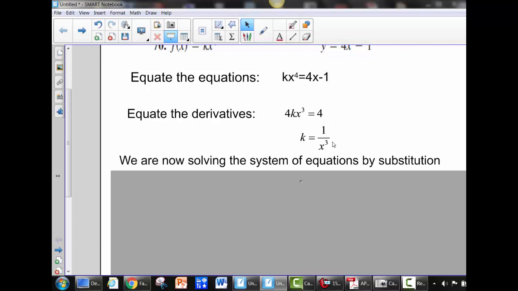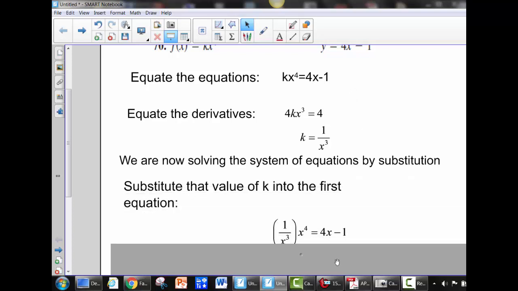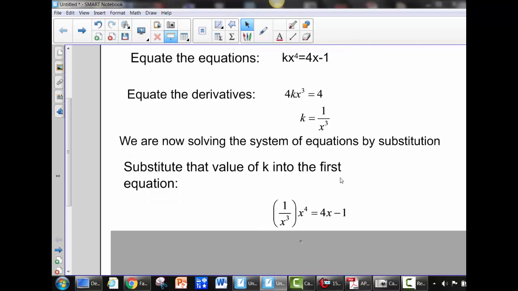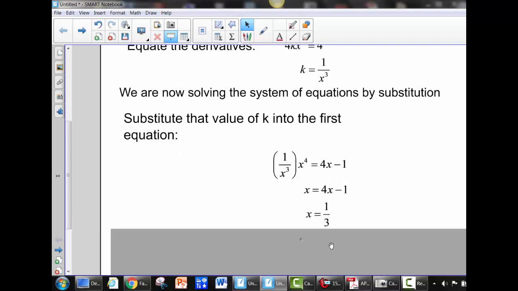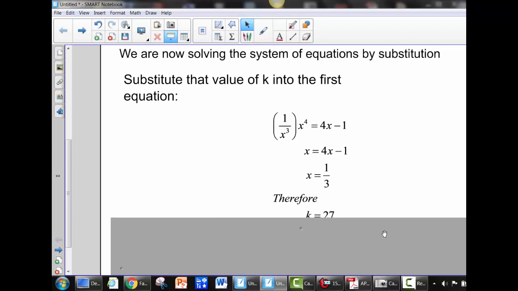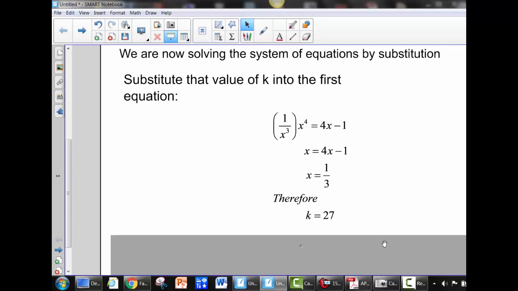I'm going to take that value of k and plug it into the first equation. So instead of kx to the fourth, I'm going to replace the k by 1 over x cubed. So x to the fourth over x cubed equals 4x minus 1. And of course, that's very easy to solve. You get x equals a third. Keep in mind they're asking you to find k, but remember k is 1 over x cubed. So k becomes 27, because 1 over 1/27 becomes 27.